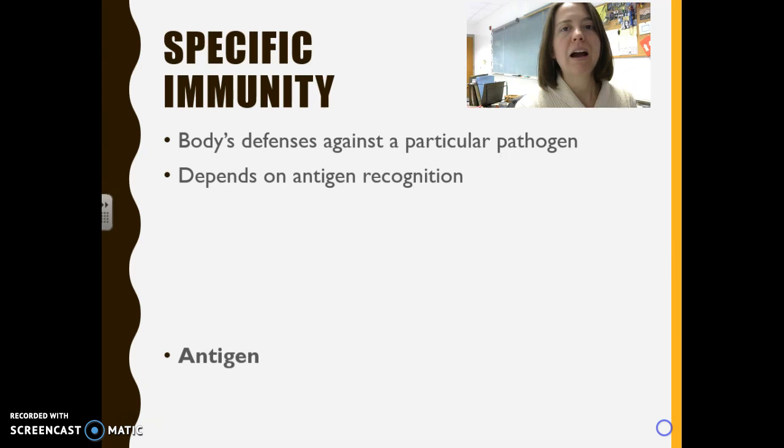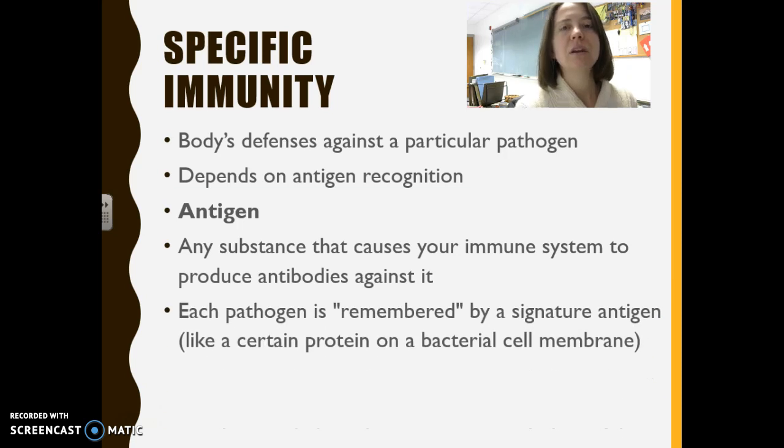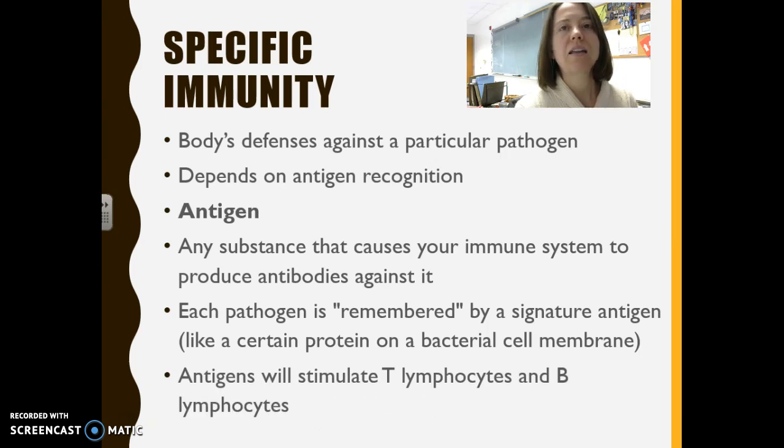So think back to blood types in the cardiovascular system about antigens. Those are any substance that causes your immune system to produce antibodies against it. Each pathogen is remembered by a signature antigen, like a protein on a bacterial cell's membrane. And this antigen will stimulate a certain T lymphocyte or B lymphocyte into action.